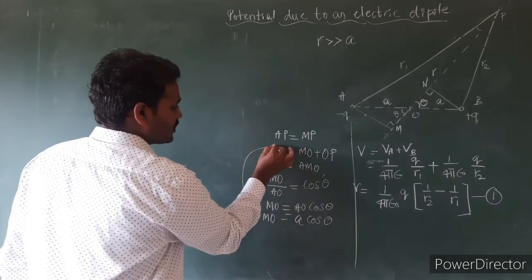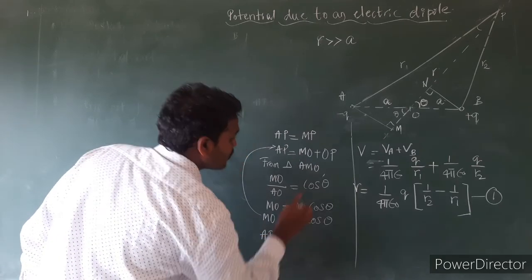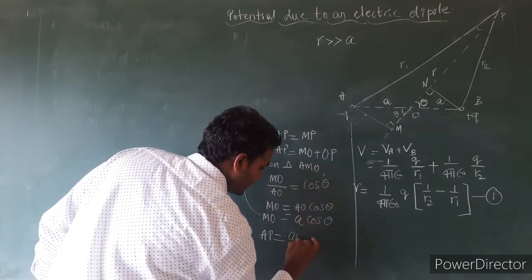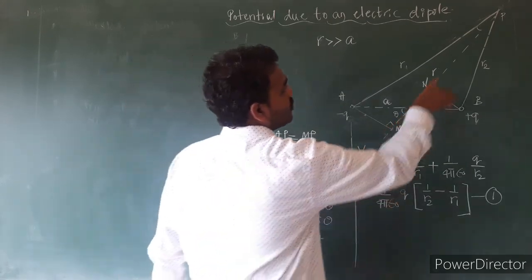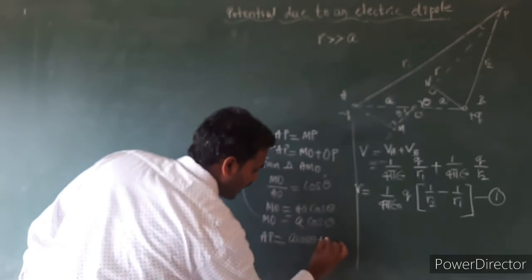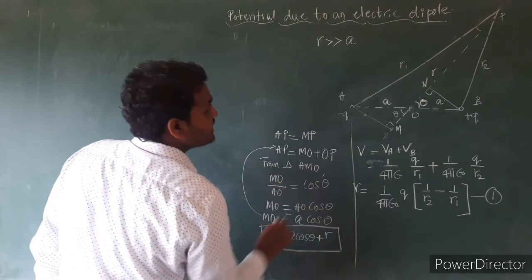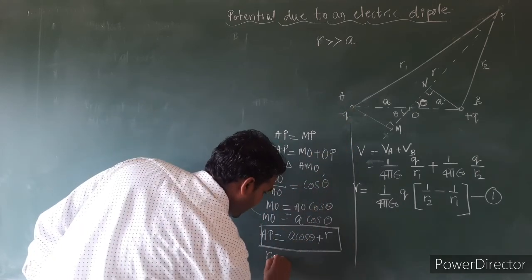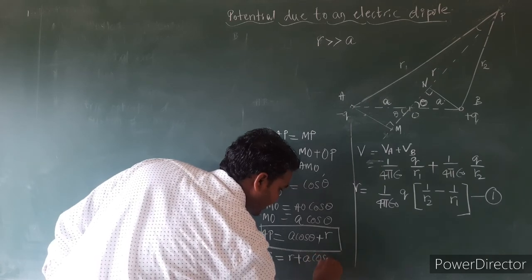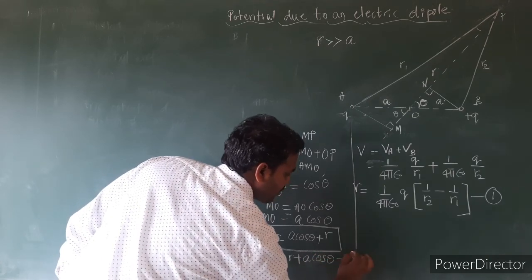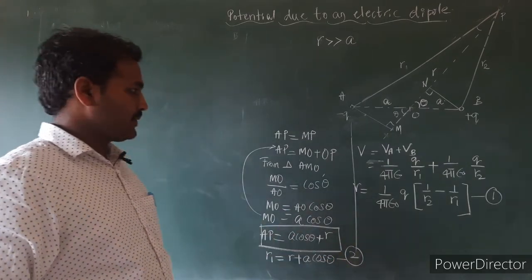So, substitute this in this equation. AP is equal to MO, that is A cos theta, plus OP. O to P is nothing but the distance R. So, R1 is equal to R plus A cos theta. Let this be equation number 2.